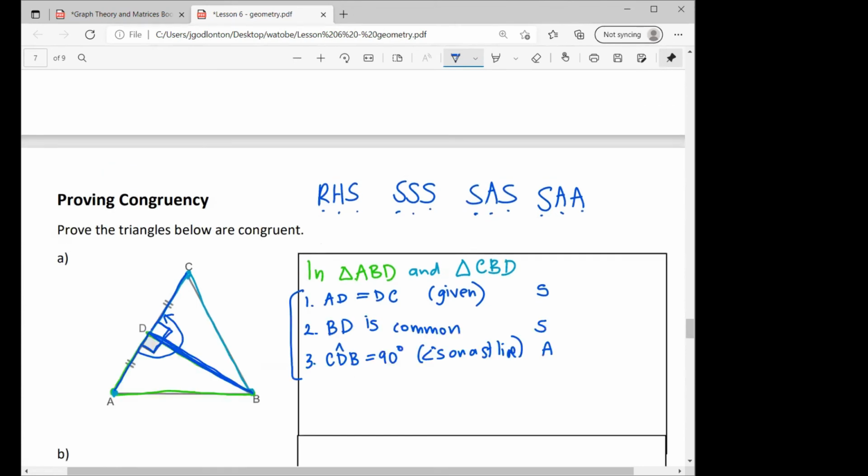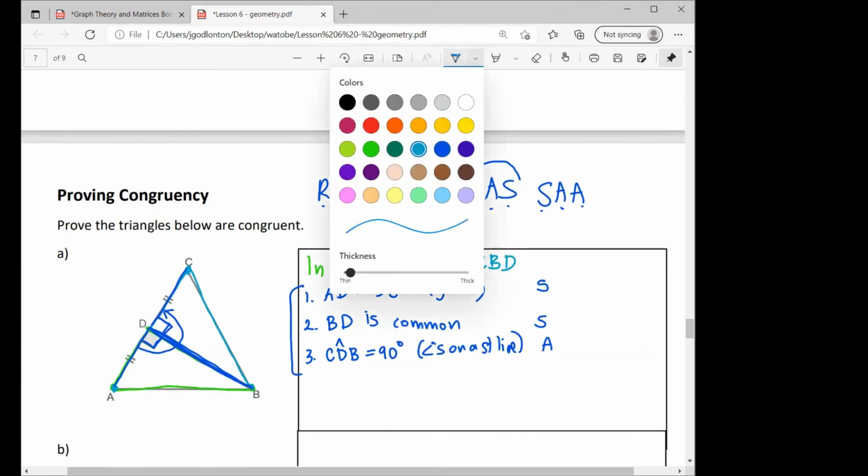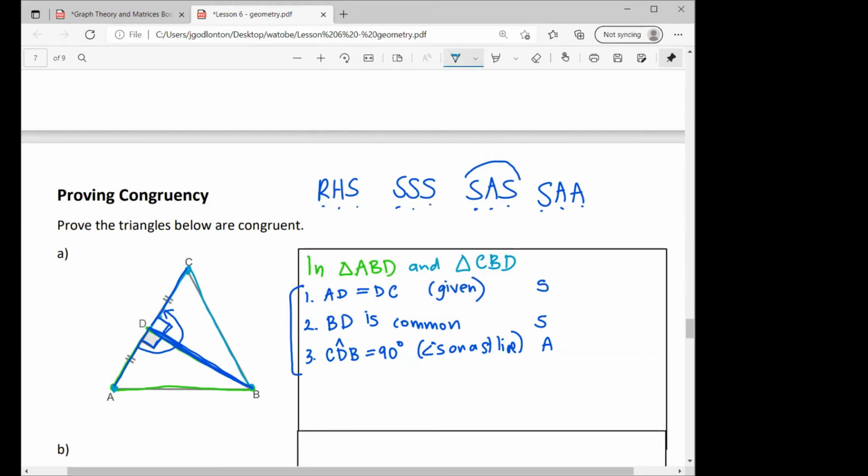Okay, so then we look at our reason where we have 2 sides and an angle, and we double check that that angle is in the middle, and it is. It's wedged in between my 2 sides. So then I can say, therefore, triangle ABD is congruent to triangle CBD because of SAS. It's a lot of work, but it's worth a lot of marks. So that is how we do a congruency proof.